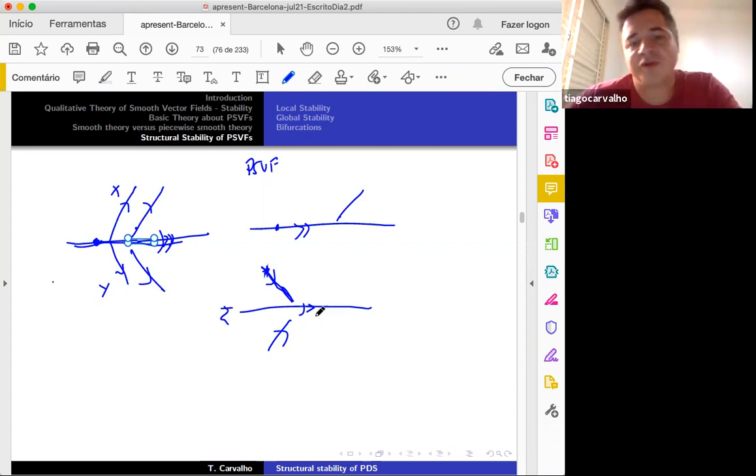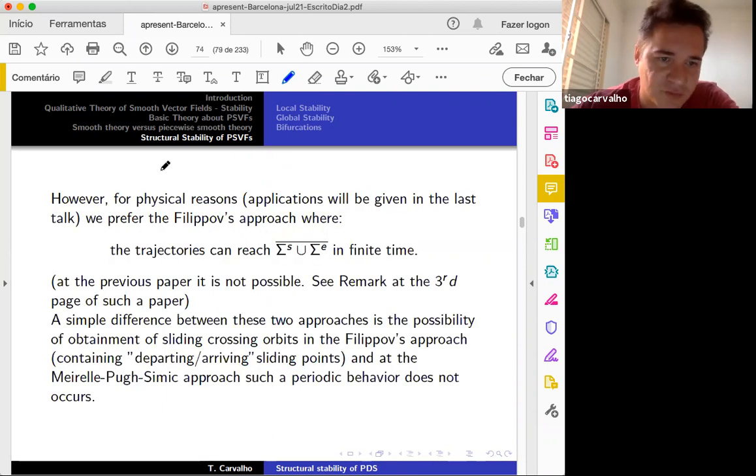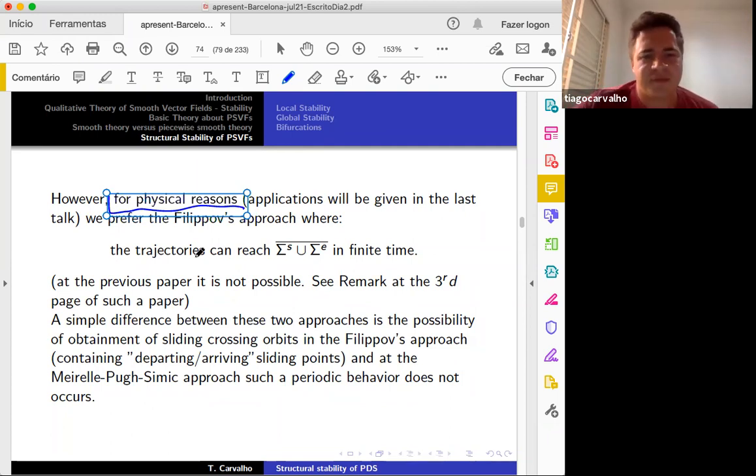And this is a different point of view from what Professor Henrique Ponce is using in his course. And why do we prefer these definitions where the non-uniqueness of trajectories is considered? Because we believe that it is better to explain physical phenomena.